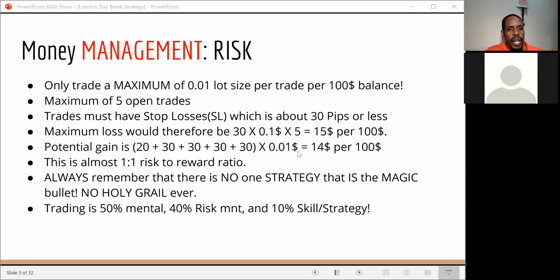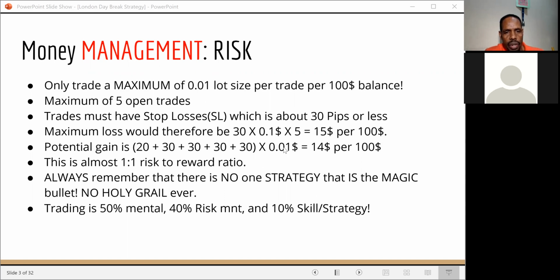So if it is 30 pips and you are doing 0.1 lot sizes, that gives you $0.1 per pip. So 30 pips times $0.1 given by the lot size that you have taken, times the 5 trades that you have, will give you a risk level of $15 per $100. It's a little bit high, but you also have a potential gain of 20 plus 30 plus 30 plus 30 plus 30 times.